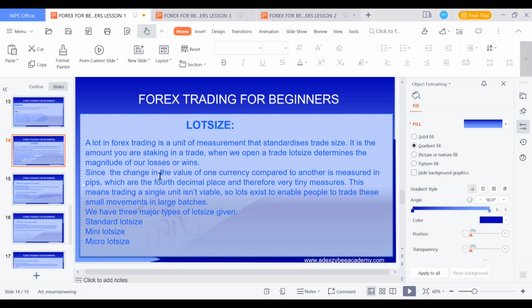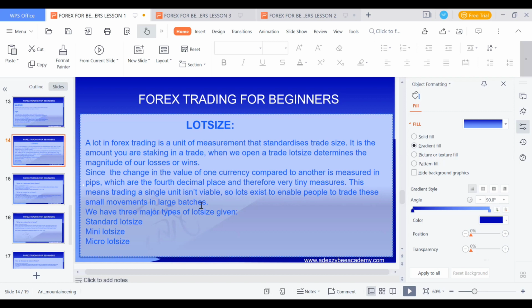Since the change in the value of one currency compared to another is measured in pips, which are the fourth decimal place and therefore very tiny measures, trading a single unit isn't viable. So lots exist to enable people to trade this small movement in large batches.